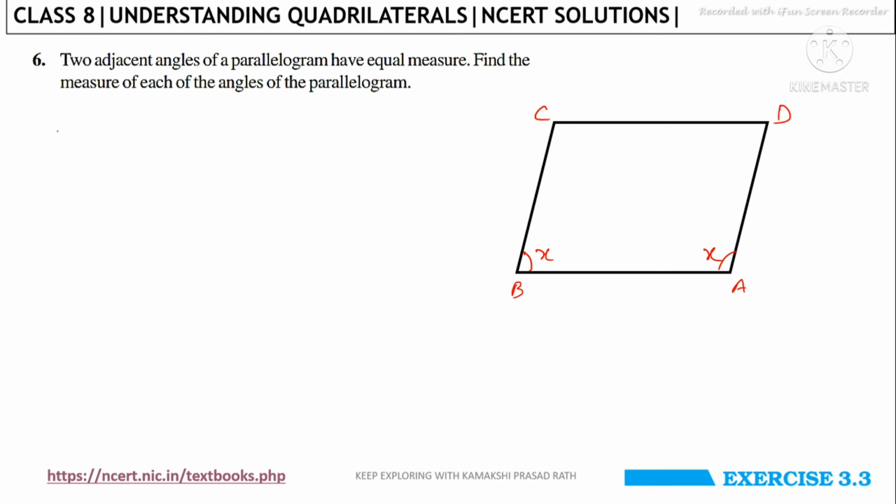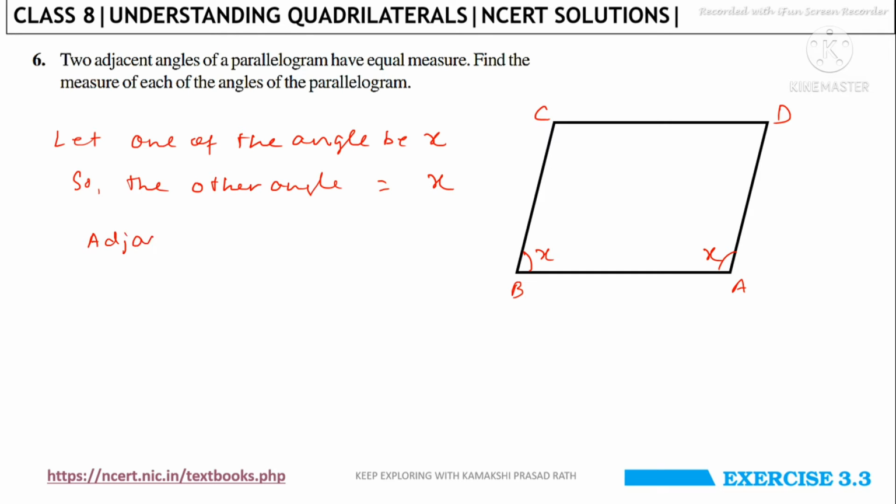The same condition. So let one of the angles be x. The other angle will also be x. According to the question, these are adjacent angles. We know that in a parallelogram, adjacent angles are supplementary. When we say supplementary, that means the sum of the angles is 180 degrees.